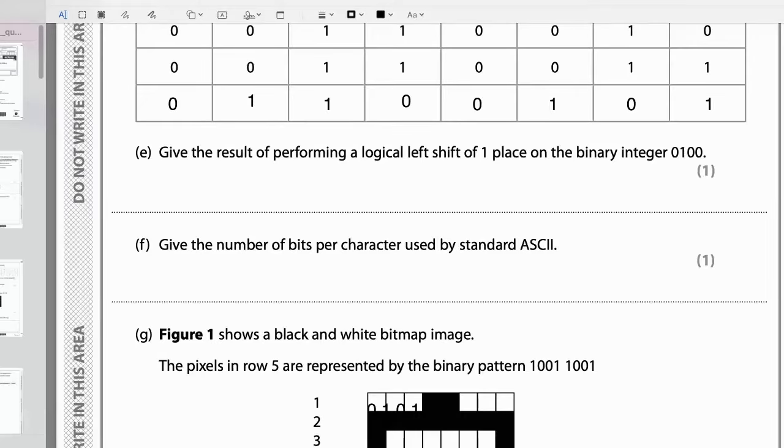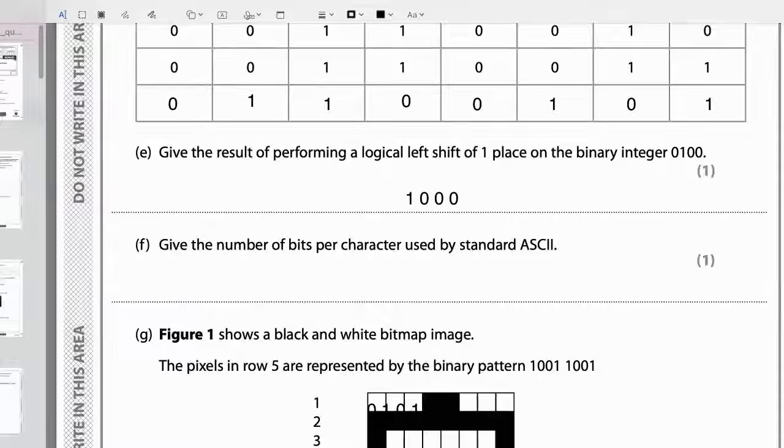Give the result of performing a logical left shift 1 place on the binary integer 0, 1, 0, 0. So what I'm essentially doing when I perform a logical left shift is doubling the number. So 0, 1, 0, 0, that is 4, so I should end up with 8. So just 1 shift to the left, and that gives me 1, 0, 0, 0.